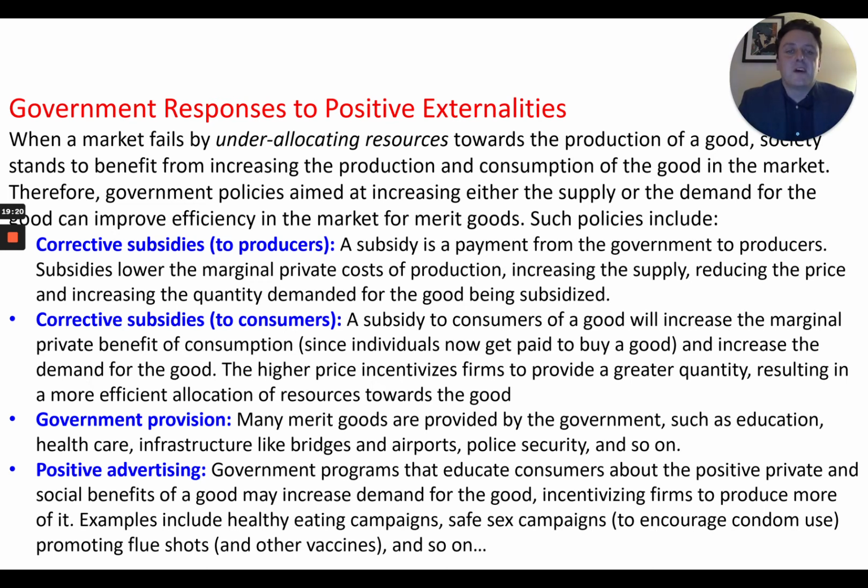Okay, next, government provision. Many merit goods are provided directly by the governments, such as education, as we talked about, healthcare, infrastructure, like bridges, airports, police security. All of these kind of things are provided directly by the government, because quite simply, the free market would not produce those goods to the socially optimal quantity.